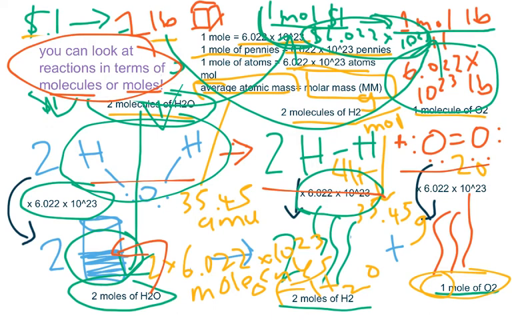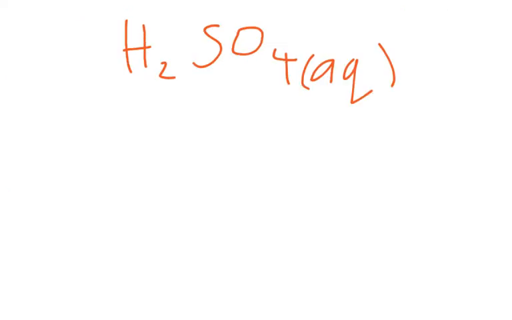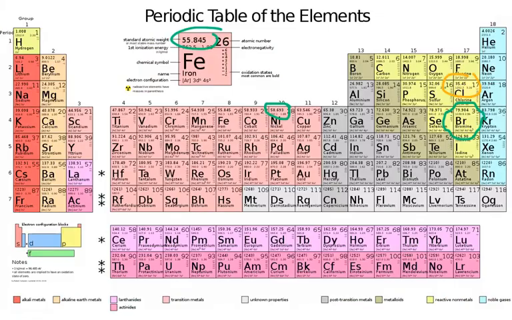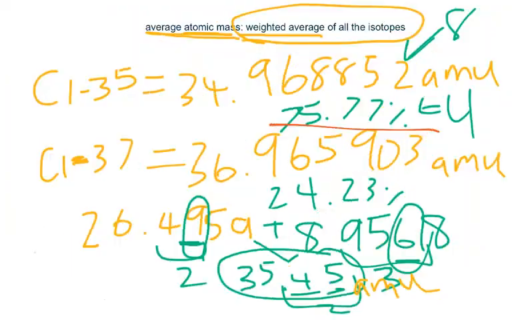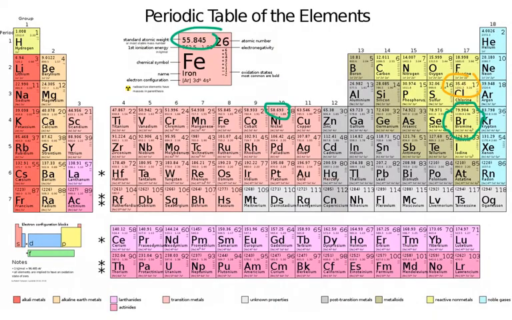So let's now get back to the topic of molar mass and talk about how to find the molar mass of something that's not an element. Before, we found the molar mass of an element by knowing that the molar mass is equal to the average atomic mass. So for example, if I wanted to find the molar mass of rhenium, then it would be equal to the average atomic mass of rhenium, which is 186.21 atomic mass units.